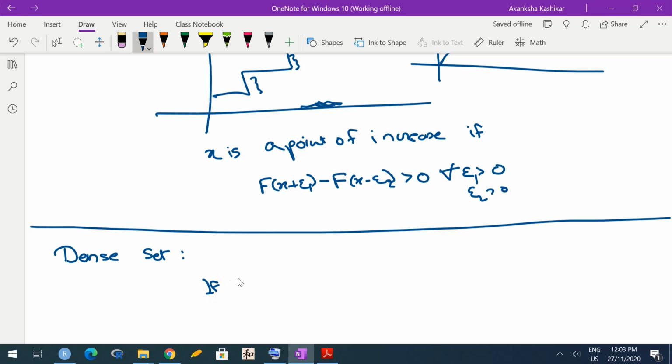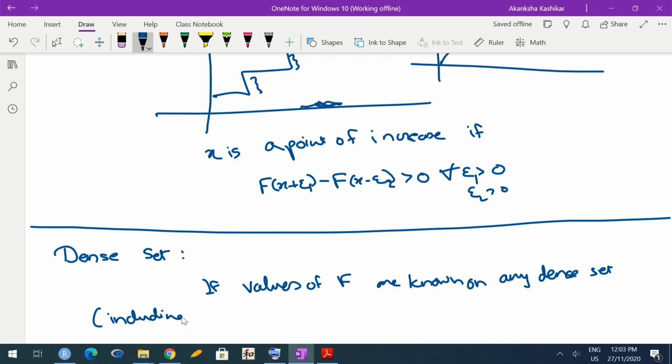Okay, so if the values of f are known on any dense set, including the set of points of continuity, then f can be uniquely determined on entire R.